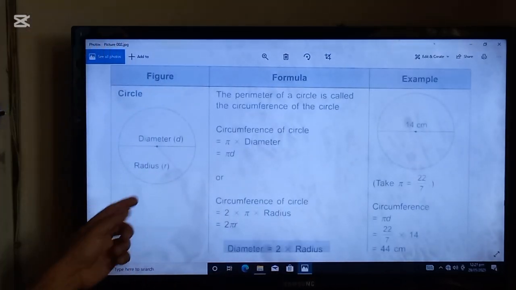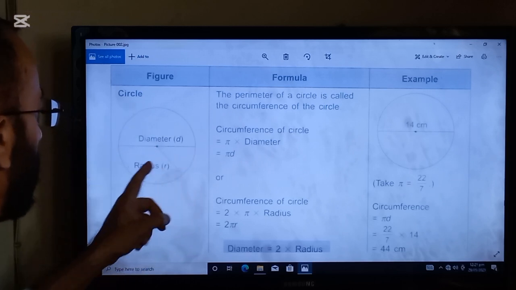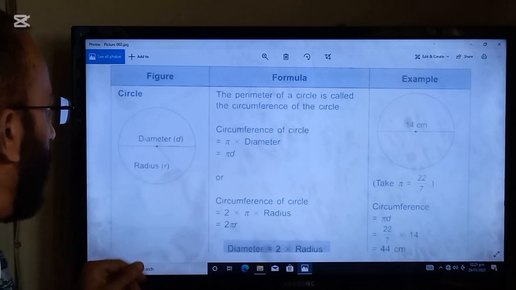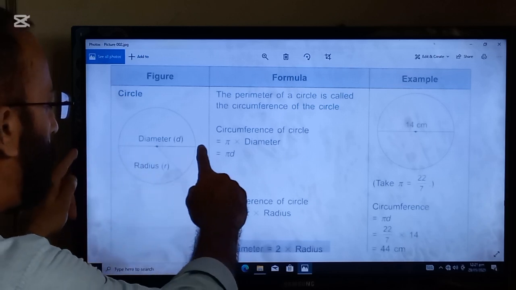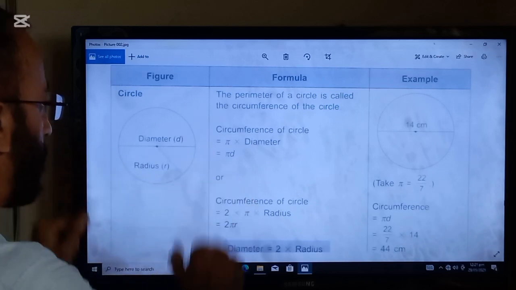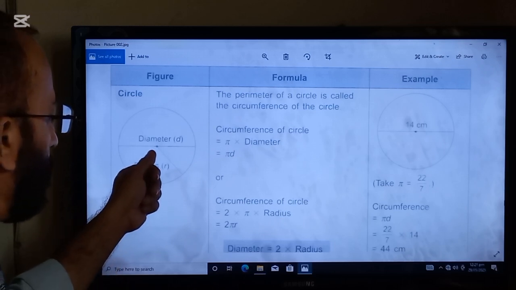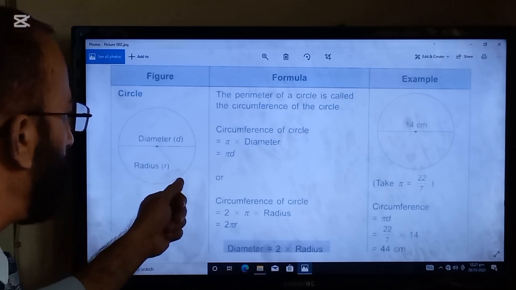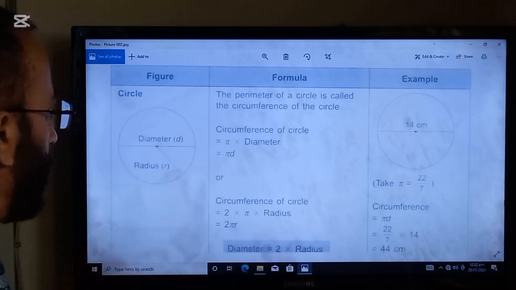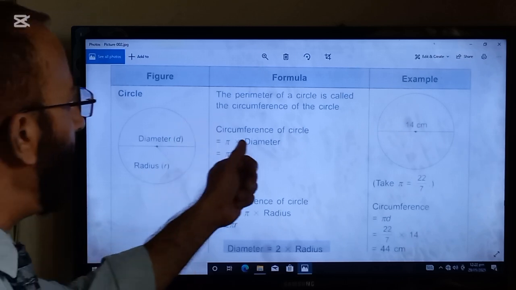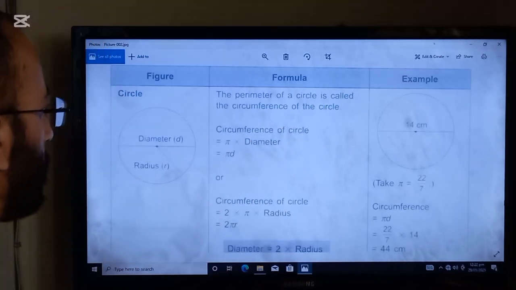Here is another figure, that is a circle. So this is the diameter of the circle. Diameter is a line that passes through the origin of the circle and touches any 2 points on the circumference. And radius is a line that comes from the origin to any 1 point of the circle or the circumference, that is called radius. The perimeter of the circle is called the circumference of the circle.